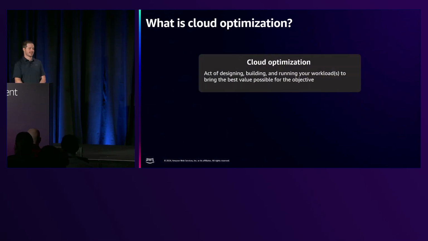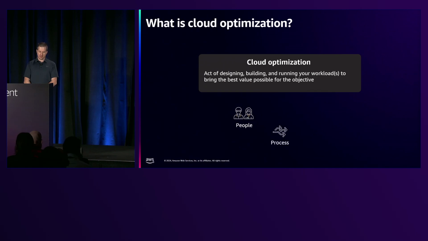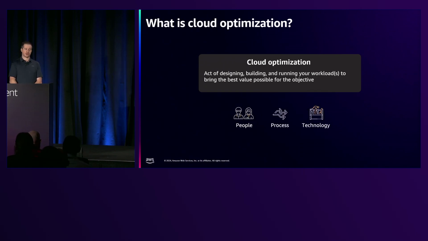So it is the act of designing, building, and running your workloads to bring the best possible value for the objective. Now, the word objective here means your business objectives. And the way you make this possible is by making trade-offs. Everything you do is going to be a trade-off of one thing over the other. That could be things like cost, it could be reliability, could be maybe making some sacrifices on time to market to get the features right for your customers. So objective here really is about balancing trade-offs for your own business needs. And the thing that's sometimes not clear is it actually applies not only to technology, but also people and process. Everything we talk about today, you also must apply to people and process.